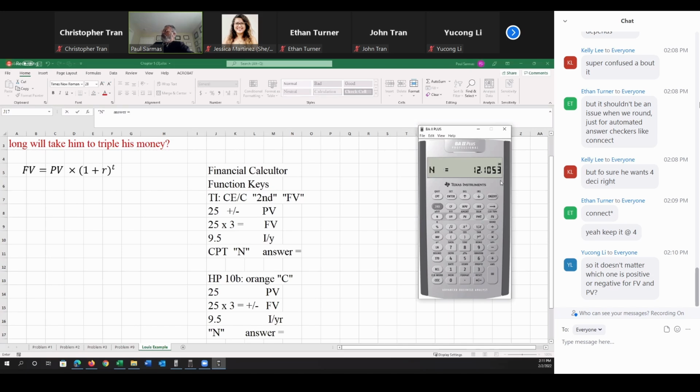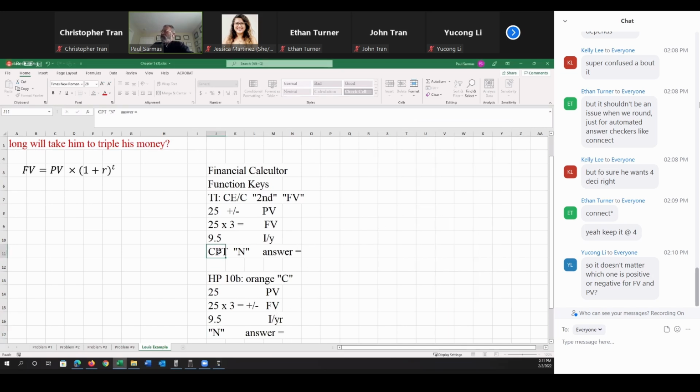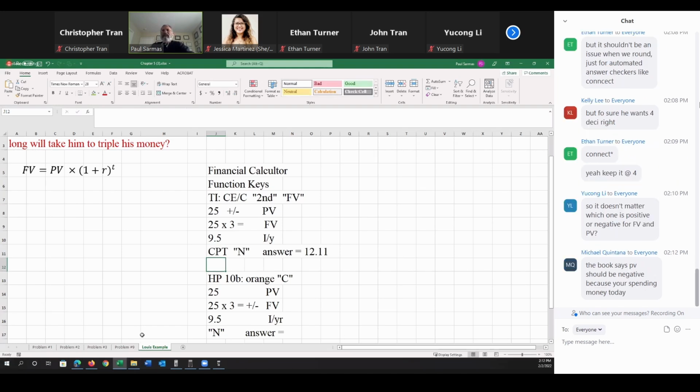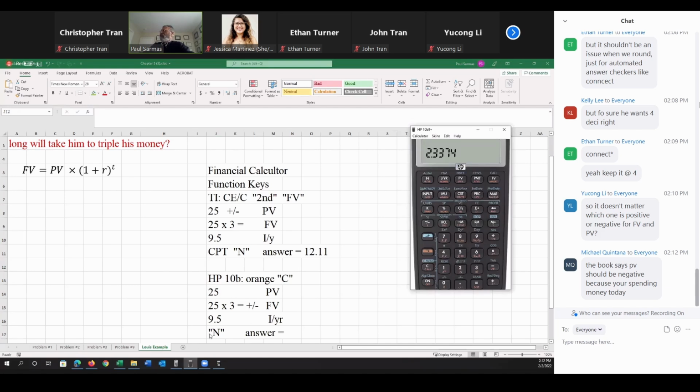and 12.105. Here you round up. 12.11. That's the answer. Connect is very good. They give you exact instructions as to how many decimal points to use. So in order to get to that decimal points, you round up.